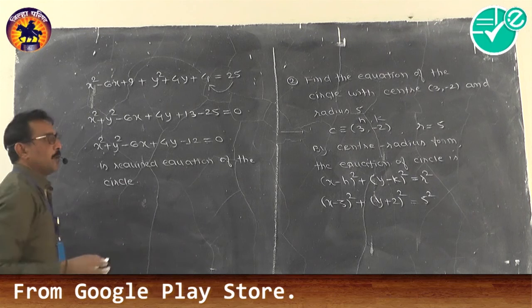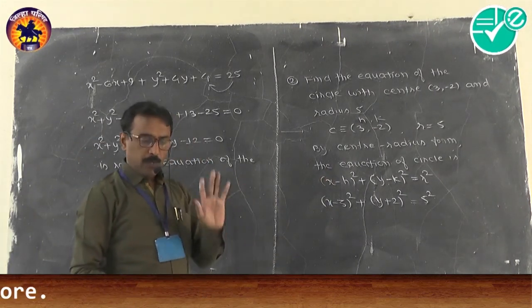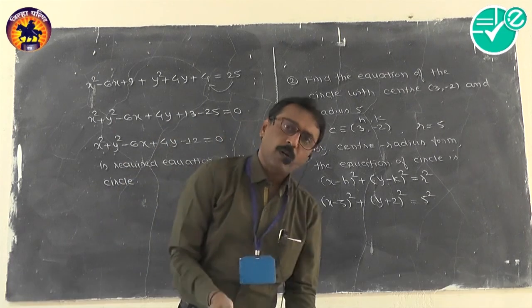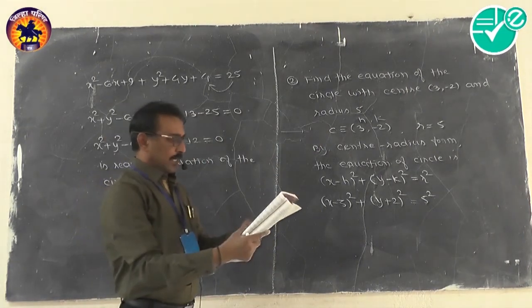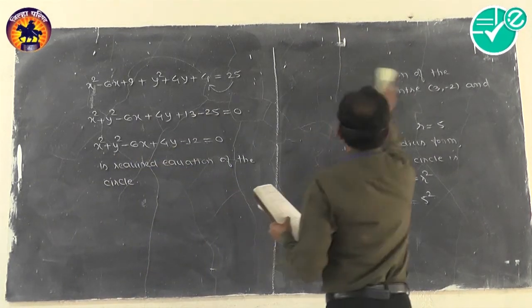In the present lecture we have to take problems on these articles only, that is, the equation of a circle, having how many forms? Different 5 forms. Now we'll take the next problem from this center radius form.